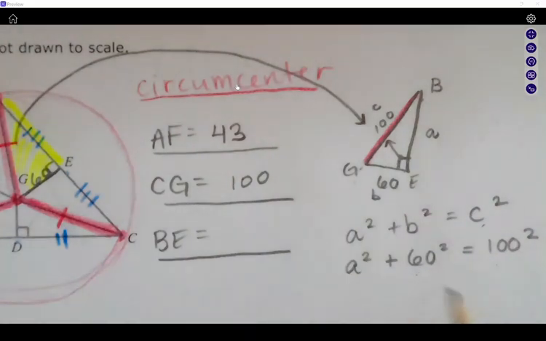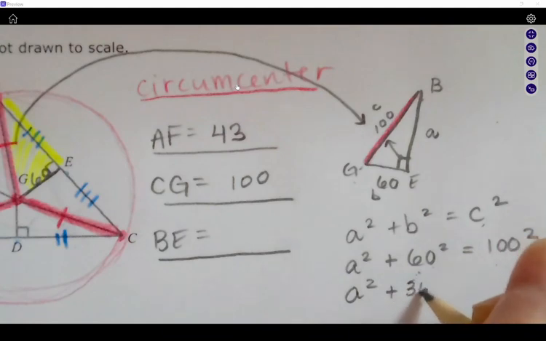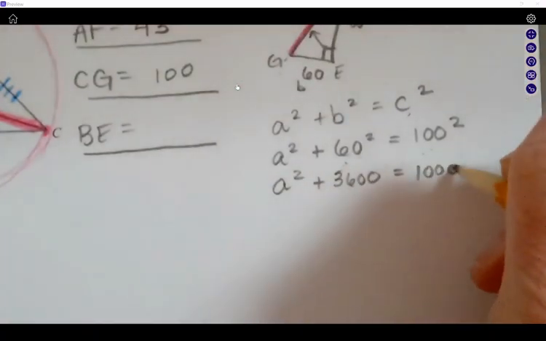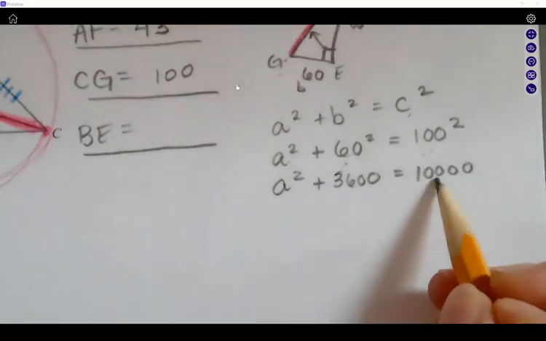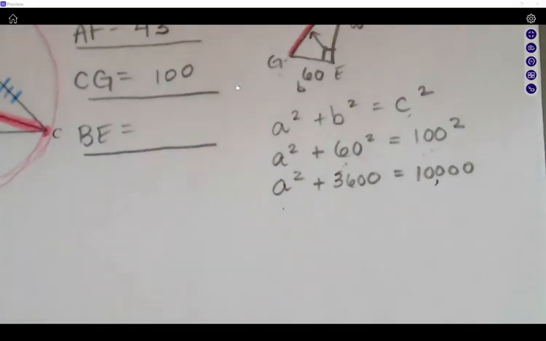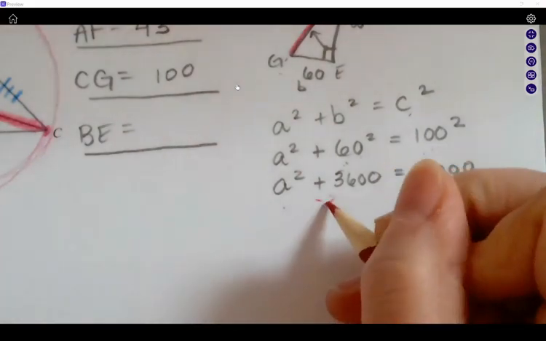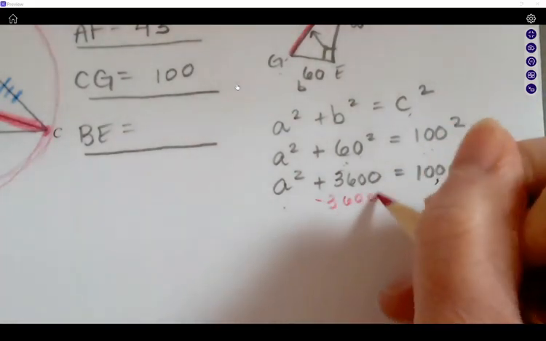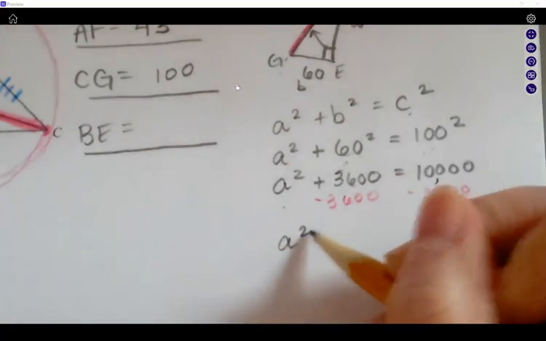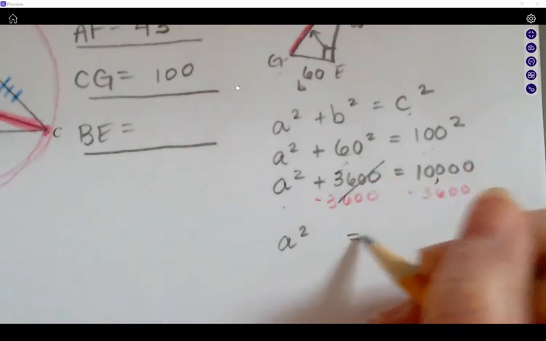I need to do some basic algebra. 60 squared, that's 60 times 60, which is 3,600. 100 squared, that's 100 times 100, which is 10,000. We need to figure out what a is, and a is being squared, and it has 3,600 being added to it, so we have to subtract 3,600 from both sides of the equation. So a squared equals 6,400.